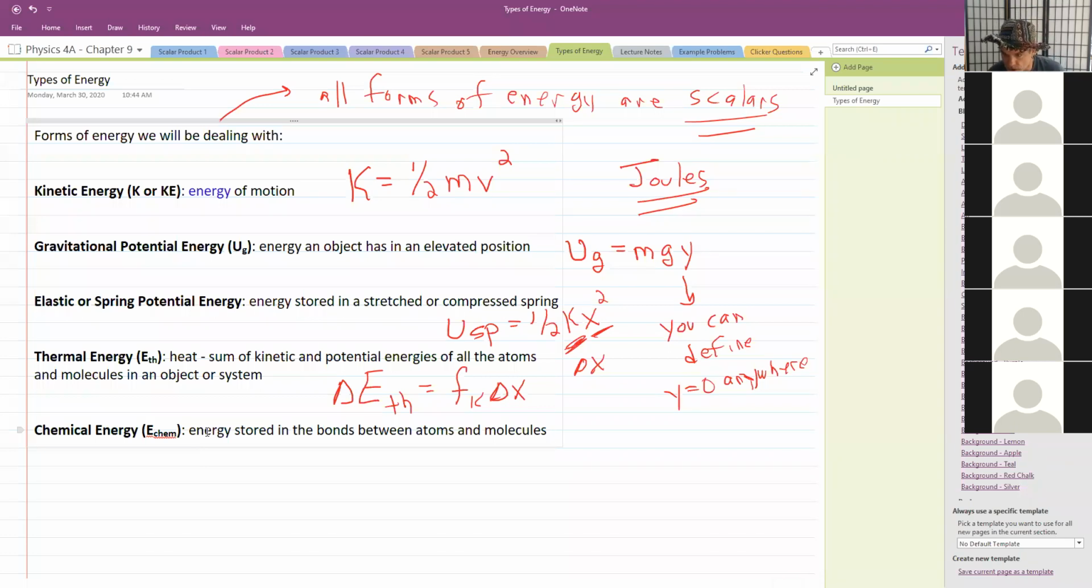Why does thermal energy include potential energies of atoms? Good question. You're going to study this in detail in Physics 4C, but when we think of thermal energy, it has to do with the potential energy and the kinetic energy of atoms and molecules.